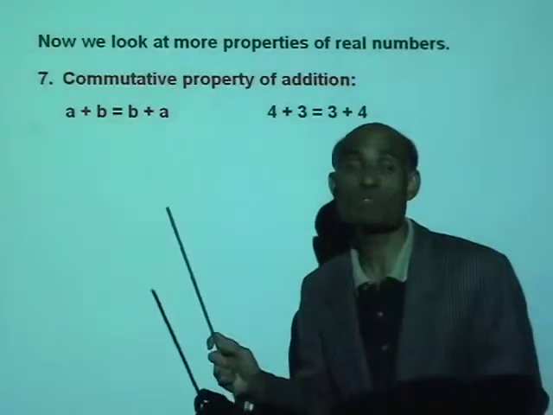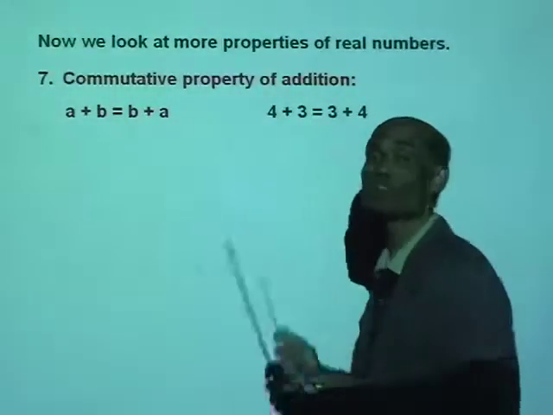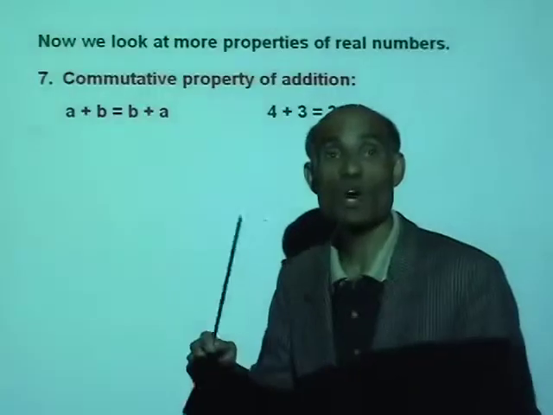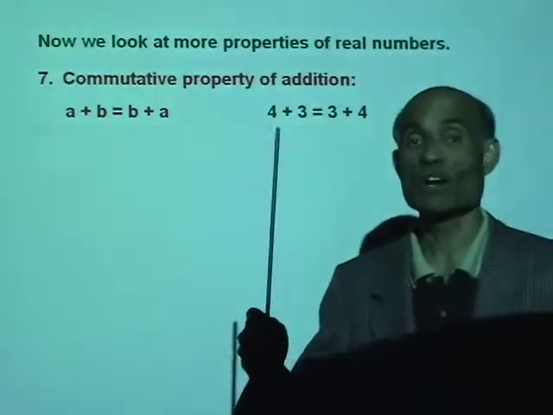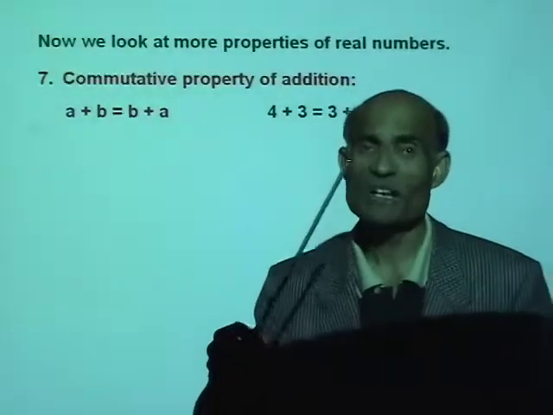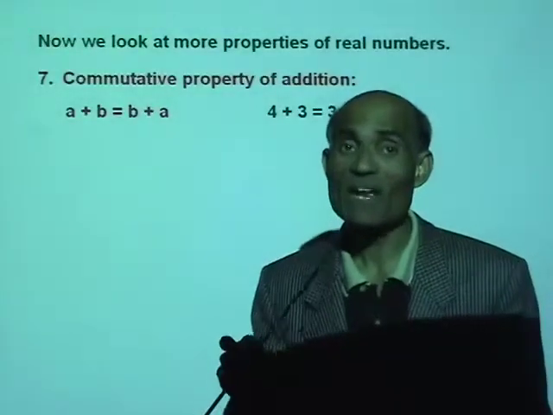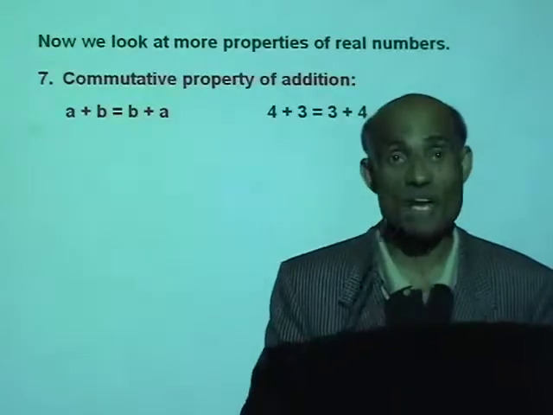What is the property we have used in writing like this? The property is called commutative property of addition. I want you to watch this carefully and try and understand. Again, an area where many students have problems.